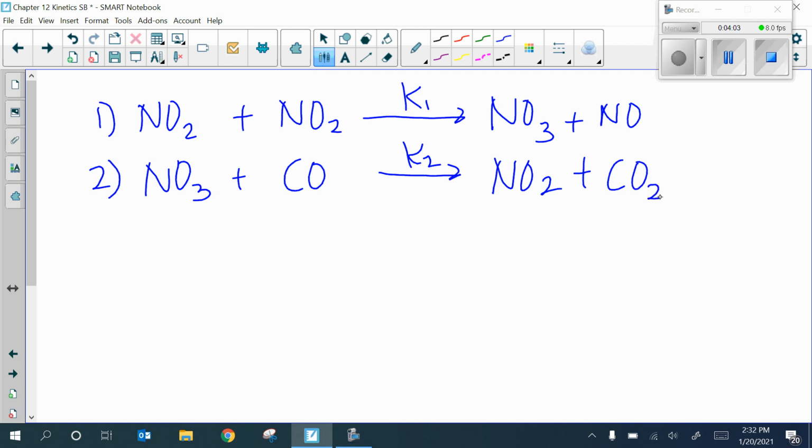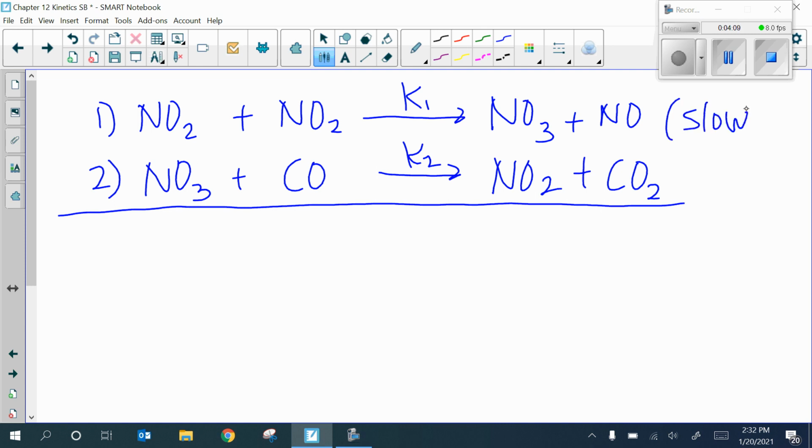Okay, another thing that you're going to see often is it's going to tell you which one is the slow step and which one is the fast step. So this is our slow mechanism. Most of the time, that's going to be the equation written right. So this is like our funnel, if I use our example that I just mentioned.